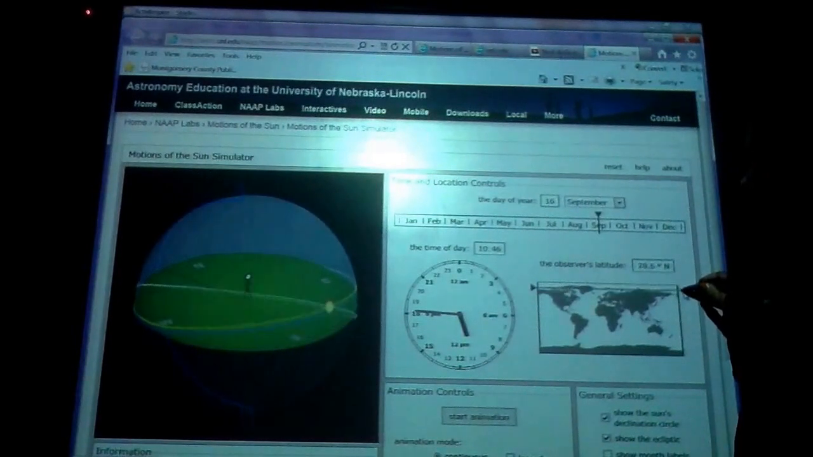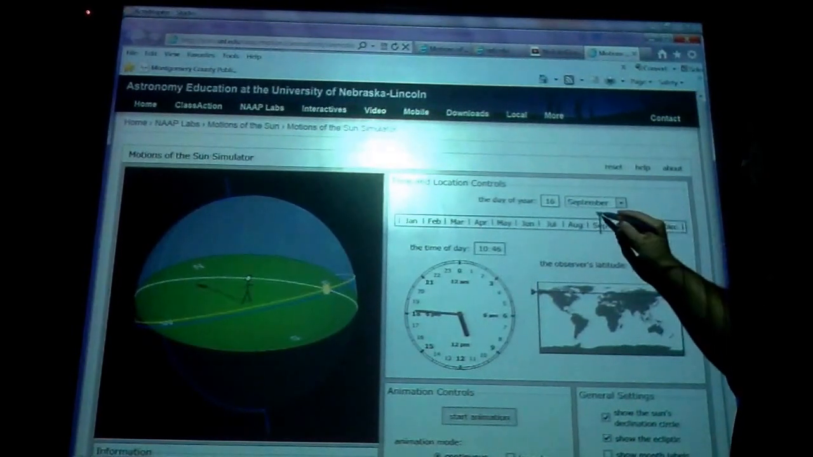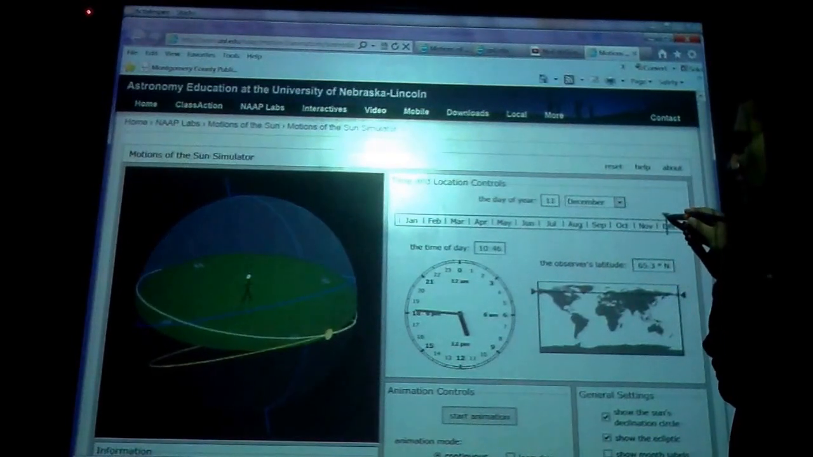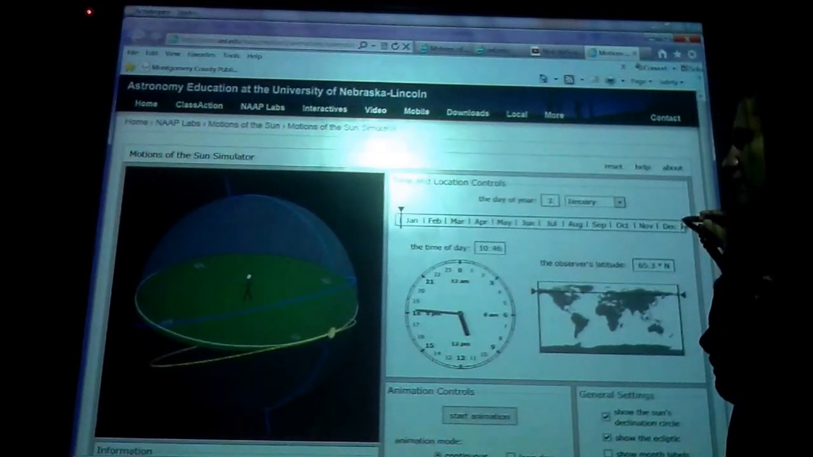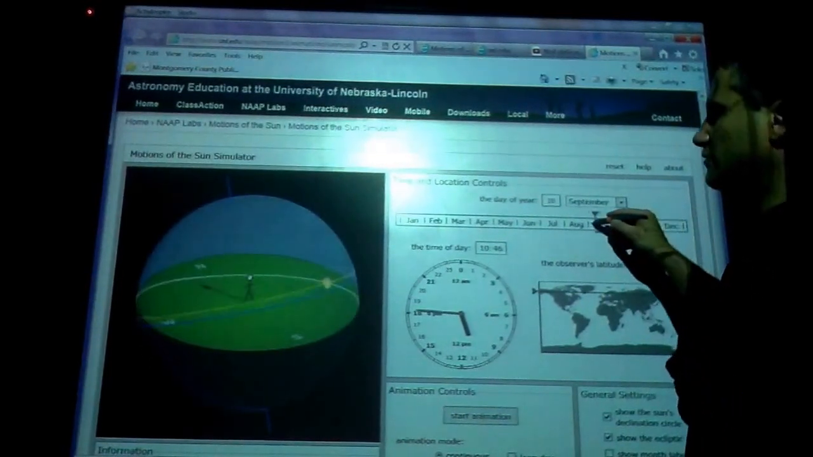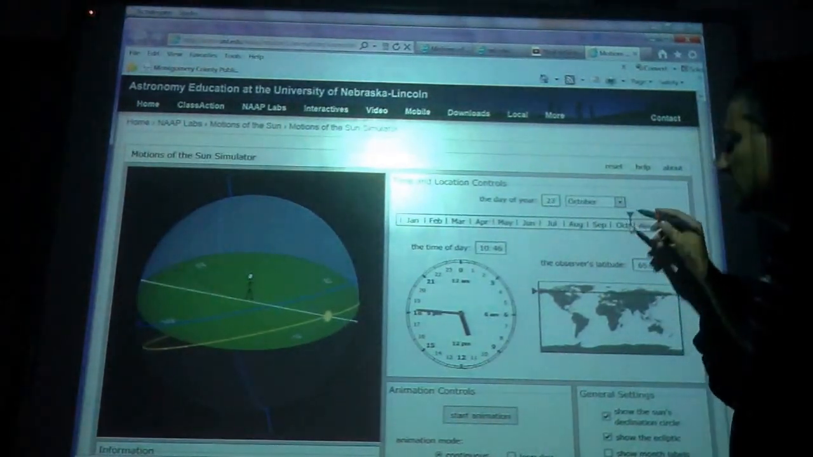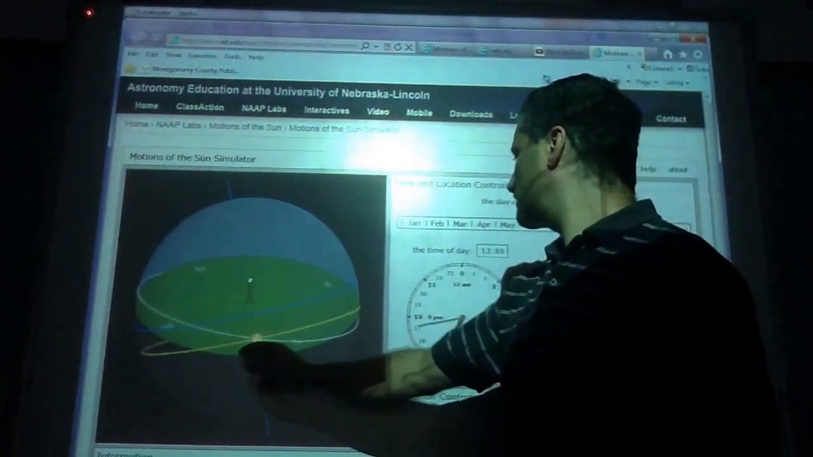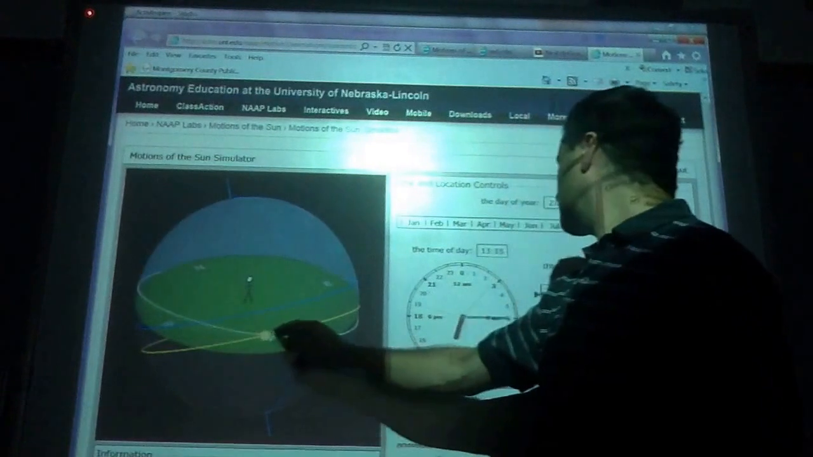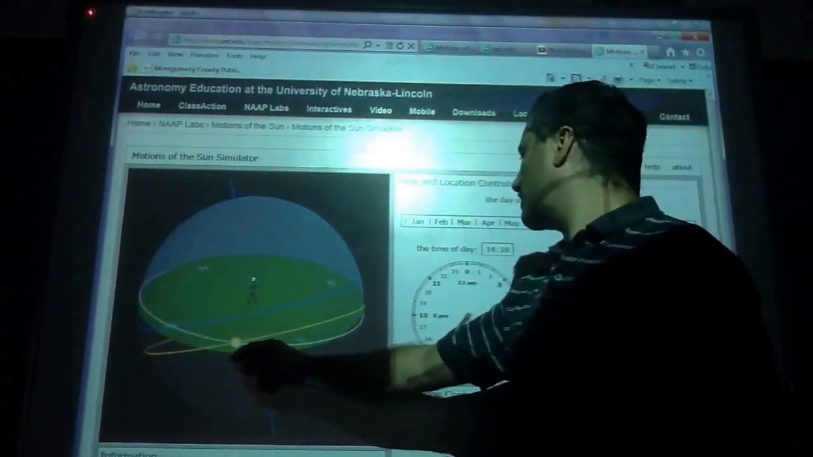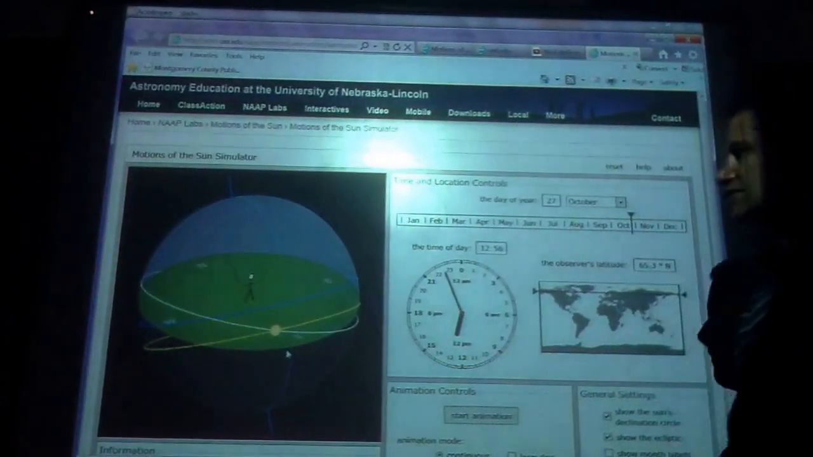If you were in Alaska, you'd get day and night until right at the beginning of December. You'd stop having day and night, and at the end of December, it would go back to being day and night. But even here, you would only have a couple hours of daylight.